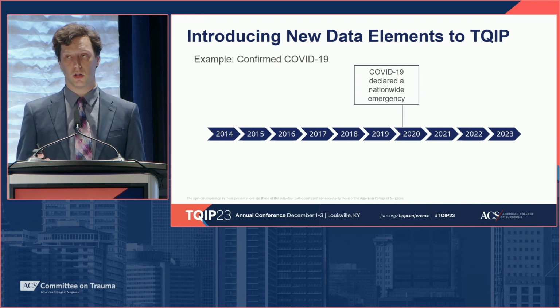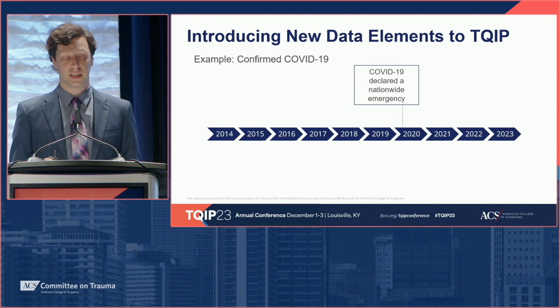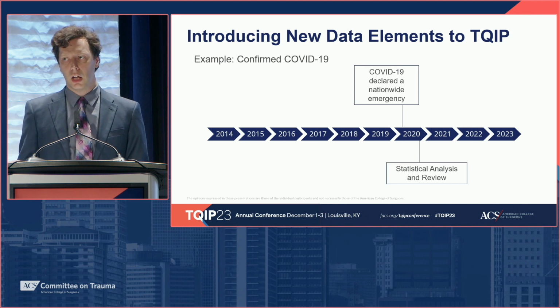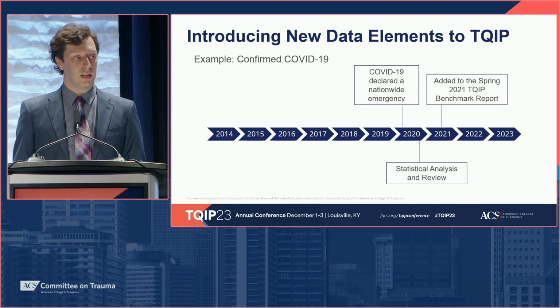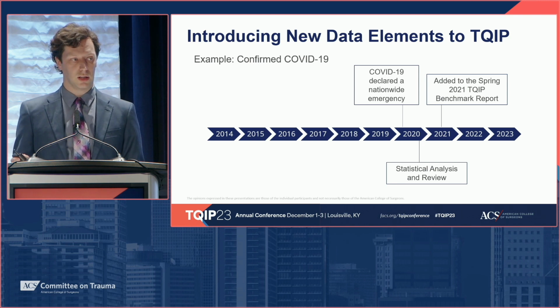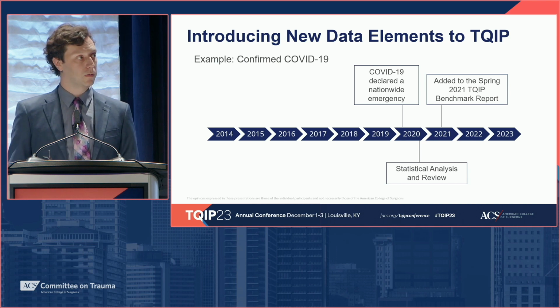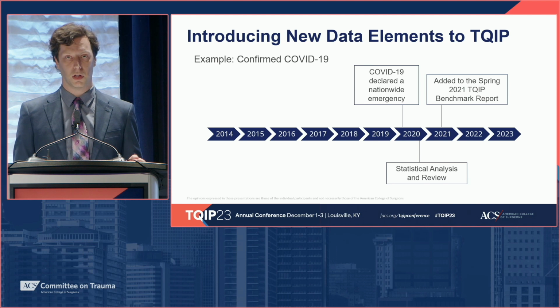Also, because of the effect that COVID was having in hospitals, we pushed back the call for data. As I said earlier, we do have to do that sometimes, and that gave us some additional time to analyze that data. So we began immediately to do a statistical analysis and review. We found that confirmed COVID was being reported very consistently across centers, and that it was an important factor and worked in our models. So in the spring 2021 TQIP benchmark report, confirmed COVID was added both as a model variable and also to the patient characteristics table. The spring 2021 report was the first report to contain that post-March 2020 data.